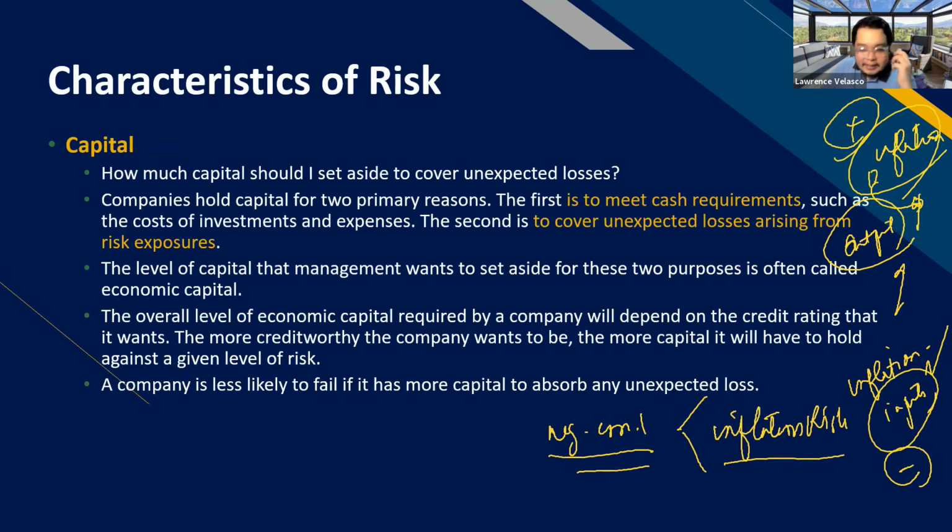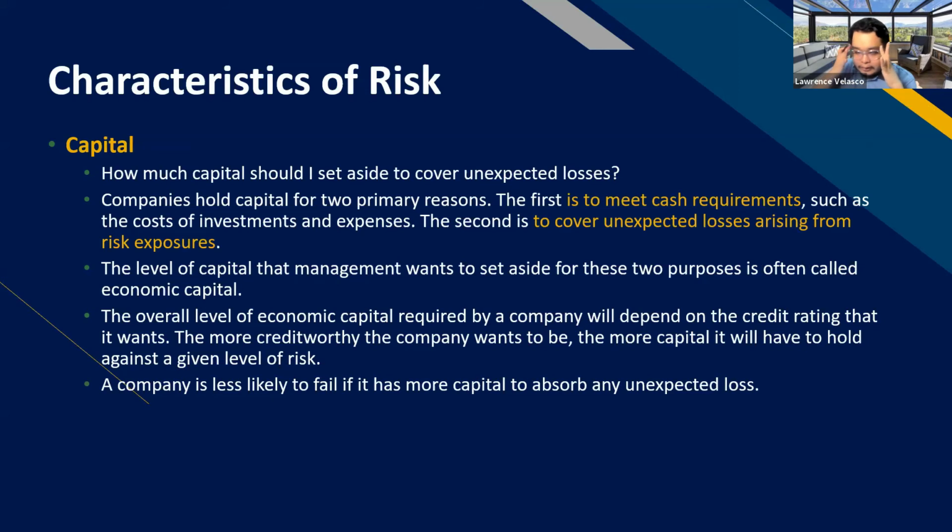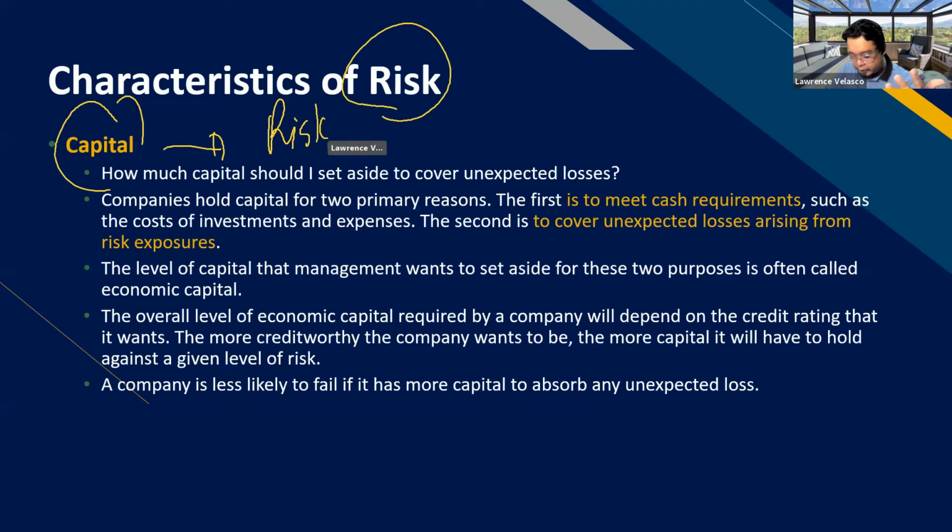Okay. And lastly is capital. Risks cost something. When a risk happens, there are losses, right? So capital also affects the kind of risk that you can absorb. Particularly, capital affects your risk appetite. Risk appetite means how much risk you can actually absorb. If you have a lot of capital, you have a lot of money, so you can absorb more risks, and you might have more appetite for risk.